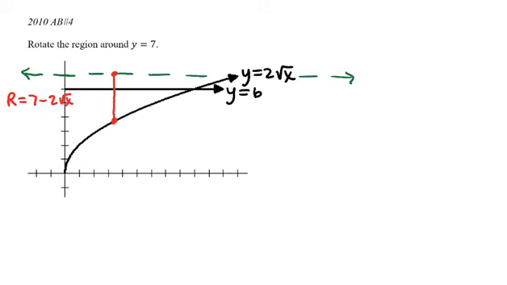Then the small radius is from here to here. That is 7 minus 6, y equals 7 minus y equals 6, so that's just 1. And if you think about it, when we rotate this thing, it's going to look like, well, does anybody know what it looks like? Can anybody? It's something sideways.